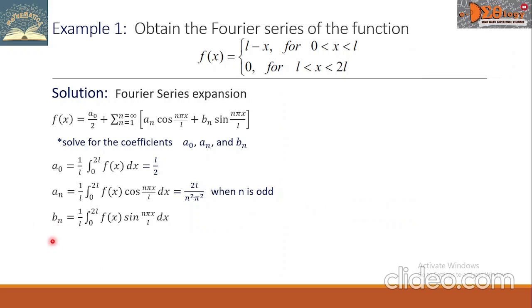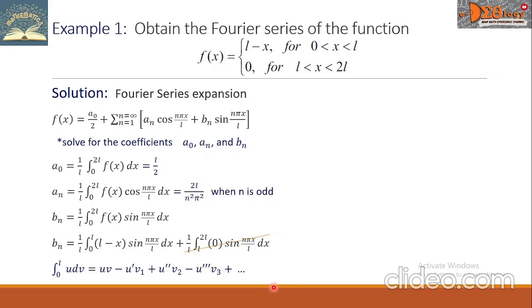Next, we have the b sub n, and this is the formula. Considering the given function here, we have the value of b sub n just like this. We have the two integrals considering the piecewise function. Look at the second integral. Because of 0, we will cancel it out. We will just solve the value of b sub n based on the first integral. Of course, we will use the Bernoulli's formula. We write again the u and the dv respectively. We know what to do for the u.